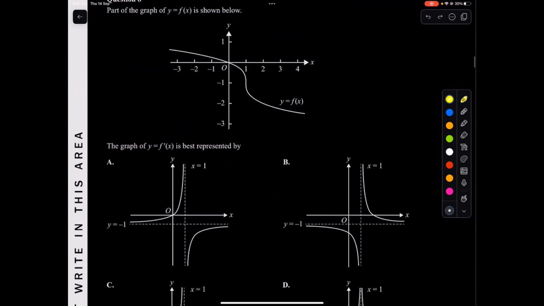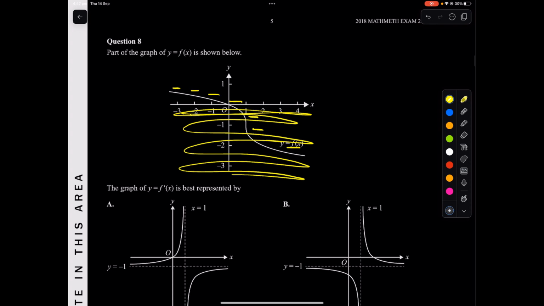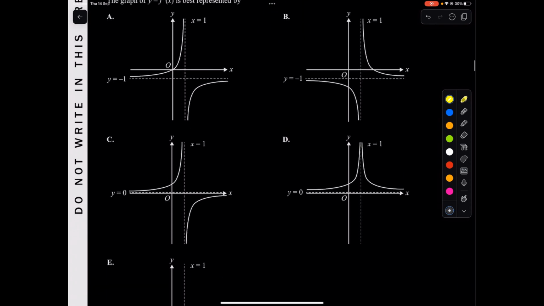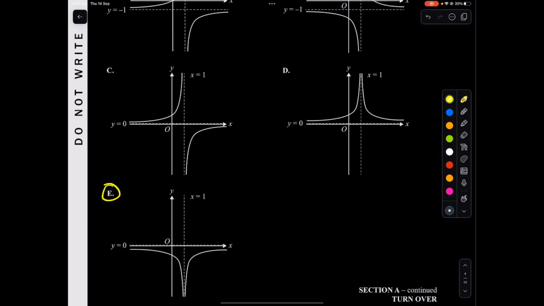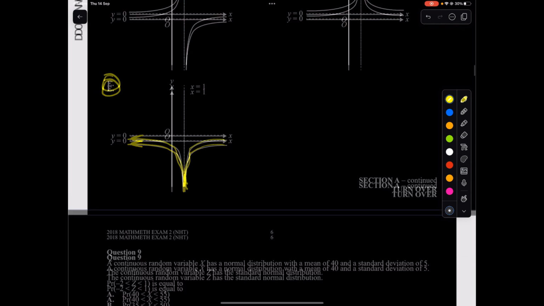The graph of f dash of x is best represented... Okay, the best way to do it is look at the slope. It's all negative. We can see it's negative, negative, negative, negative, negative. So it's all negative, which means that for f dash of x, the graph should be all below the x-axis. So A is wrong, B, C, D. Only E is right. Can you see how it's below? That's the only one that's right.